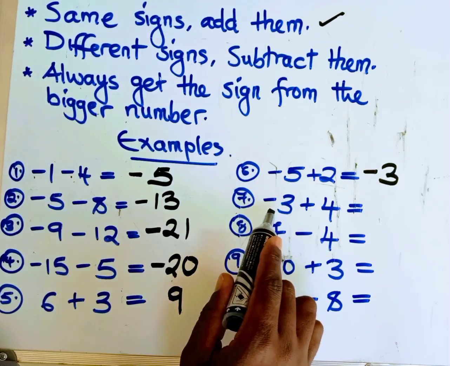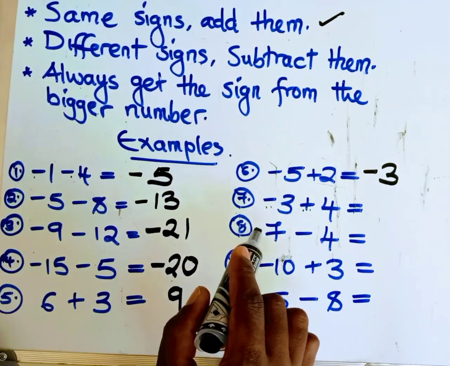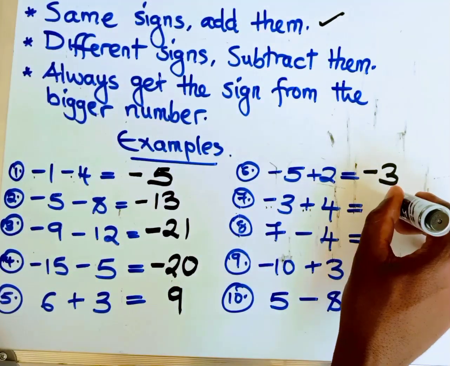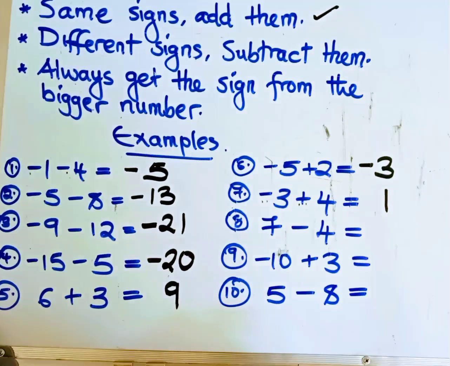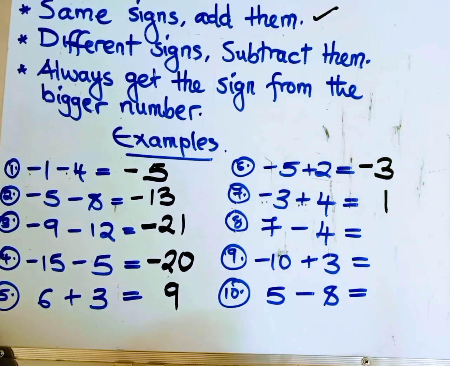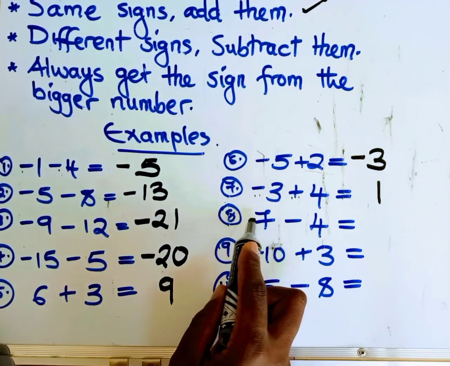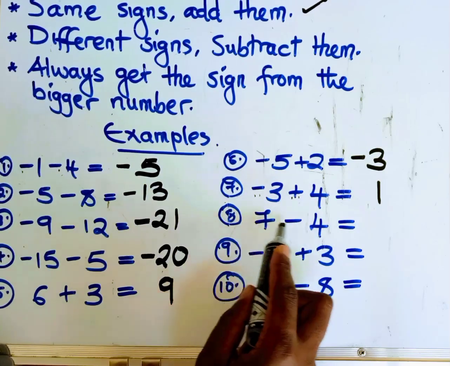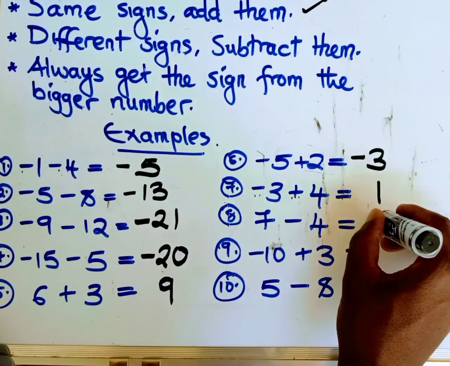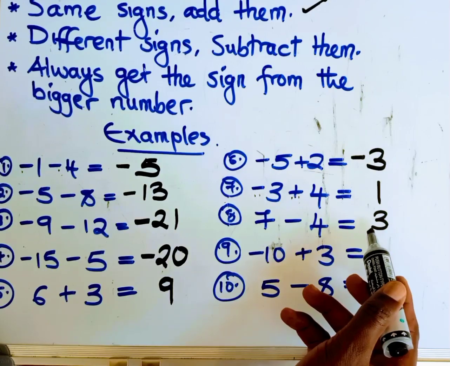Okay, we come here, negative 3 plus 4. So different signs. What do? We subtract. Okay, so when we take away from 4, take away 3, we're going to have what? 1. The bigger number, what is the sign? It's a positive. So the answer is positive 1. Okay, so here 7 minus 4. This 7 is a positive. So different signs, we subtract. So from 7 take away 4, we remain with the 3. The bigger number has a positive sign, so our answer is a positive.